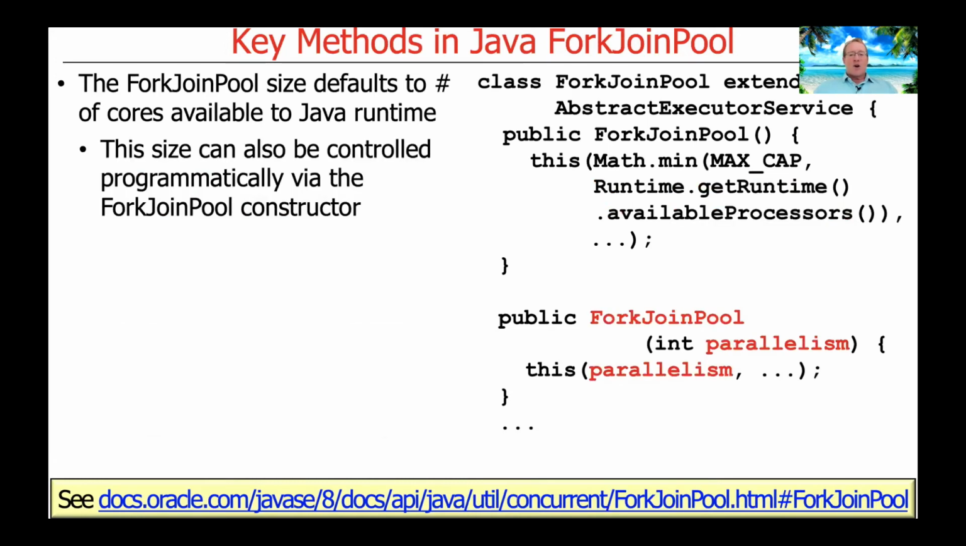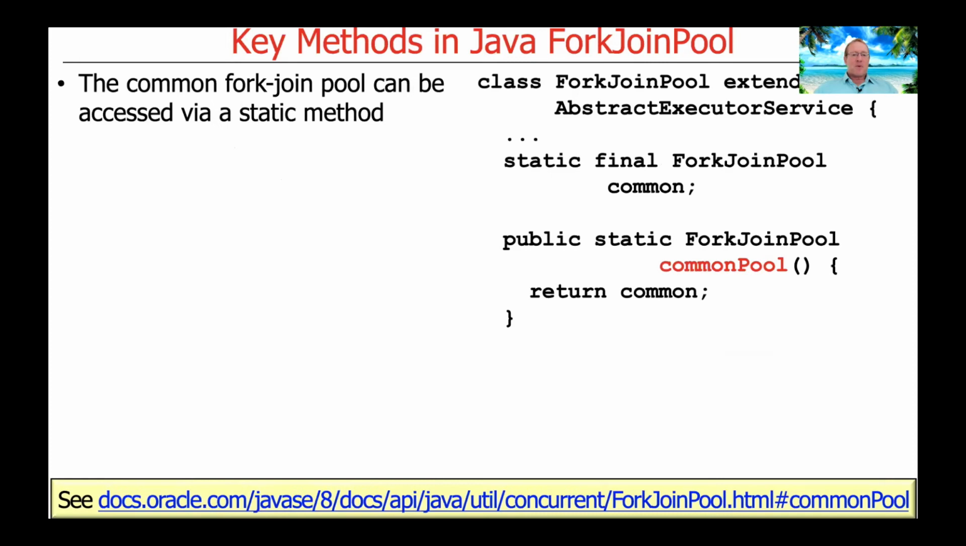And then if you don't want the default, if you want to, say, restrict the number of threads to be smaller than the number of cores, you can pass in a parameter to an alternative constructor for fork join pool, and then you can set the parallelism level that way, which could either be less than or greater than the number of cores that is known by the platform.